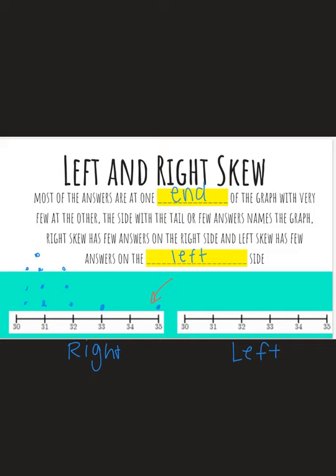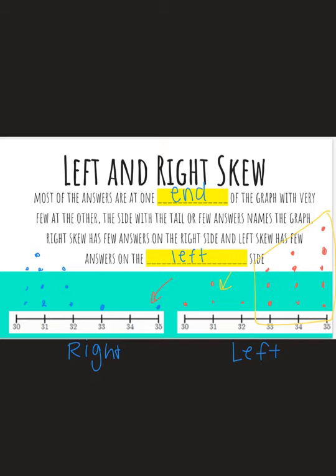So left skew is when little data is on the left, or the tail is what is giving us our name. So I'm gonna put just a few at 30 and 31. And then most of my data points are going to be at 33, 34, and 35. Something like that. So notice how the majority of our data is over here on the right, with very few on the left.